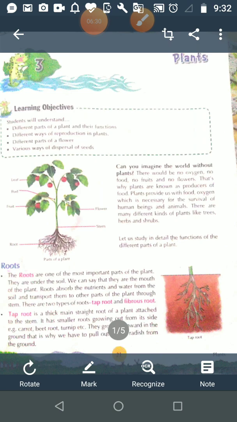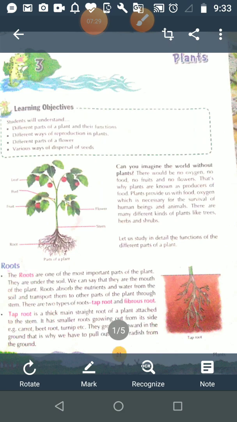We know student that roots are the most important part of the plant, and where we find the roots, they are under the soil. Roots are under the soil. Is it clear? Now student, we can say that they are the mouth of the plant. Why do we say roots are known as the mouth of the plants? What is the reason for that?